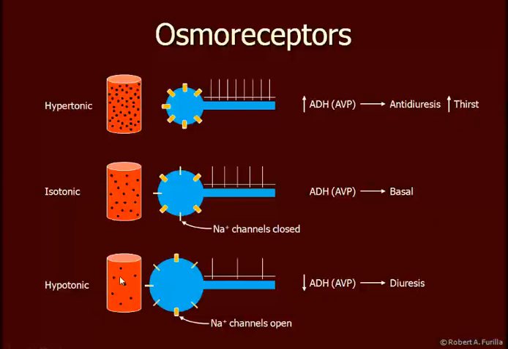In a hypotonic plasma, water moves into the cell through osmosis. The cell swells, sodium channels close, action potential frequency decreases, and that causes a decrease in ADH secretion and diuresis.